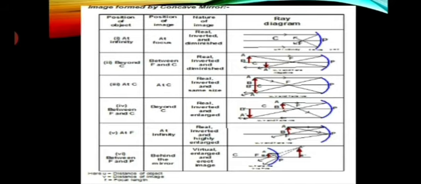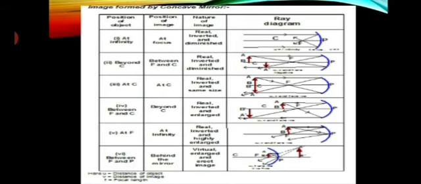The first column tells about the position of the object. The second tells about the position of the image. The third is the nature of the image, and the fourth is the ray diagram. The first condition, or the first situation, is where the object is placed at infinity.